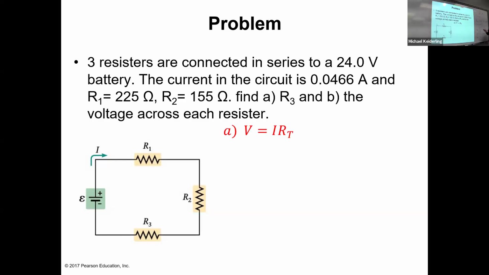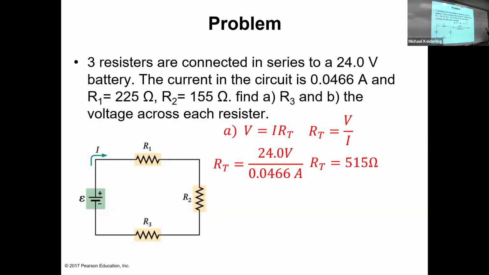Voltage is current times our total resistance. V equals IR. We're just using this equation. So our total resistance is voltage divided by current. 24 volts divided by 0.0466 amps. Total voltage divided by current. That is 515 ohms.